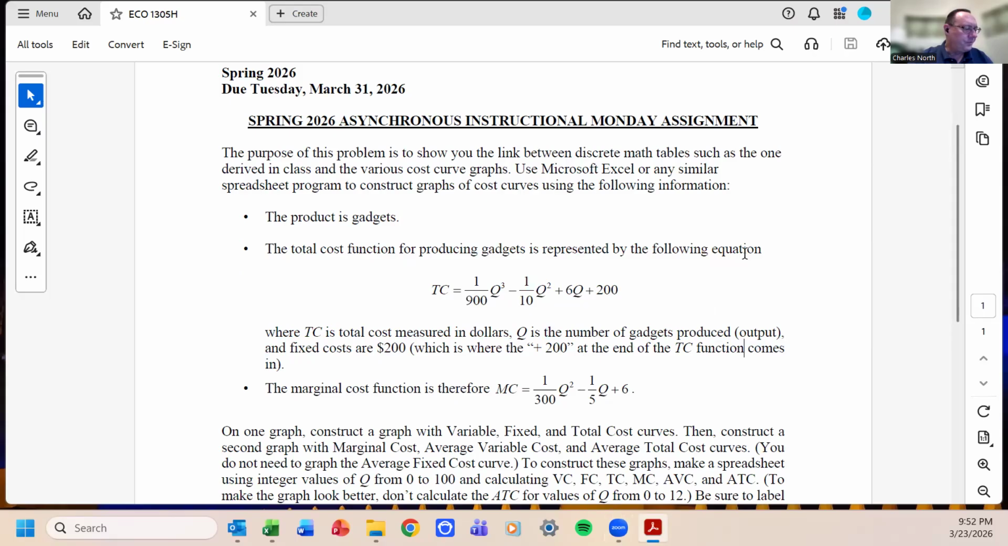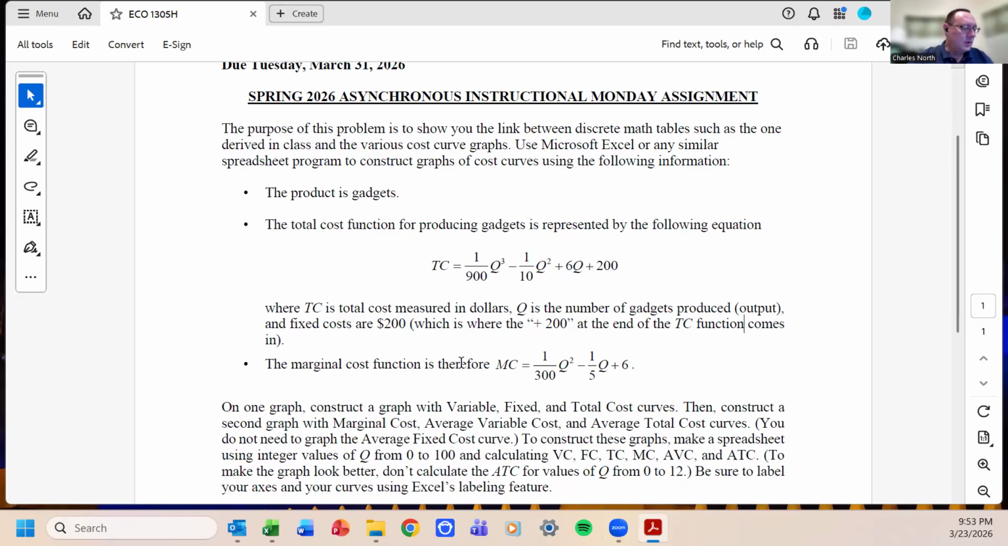Total cost is a cubic polynomial function with a constant. And remember that variable cost will be any portion of the cost that varies with the output quantity. So Q is the output, TC is the total cost, and the first three terms with the Q cubed, Q squared, and Q are all part of the variable cost. Then this 200 is going to be the fixed cost.